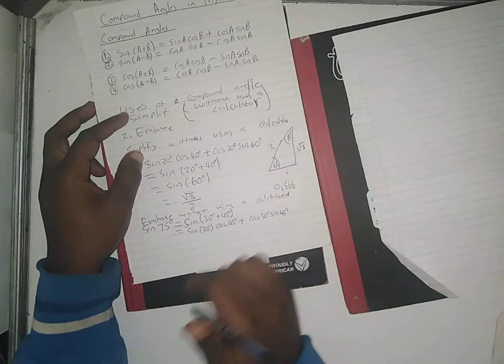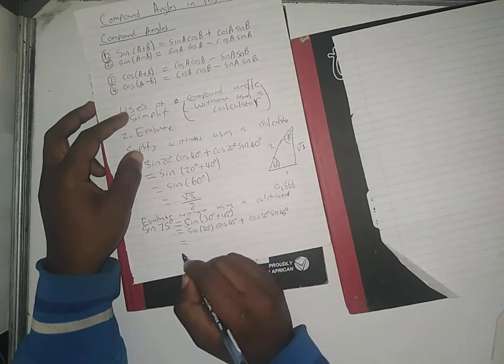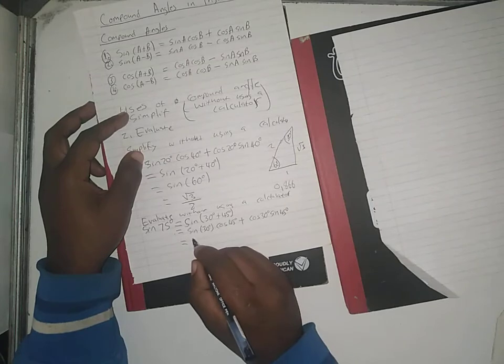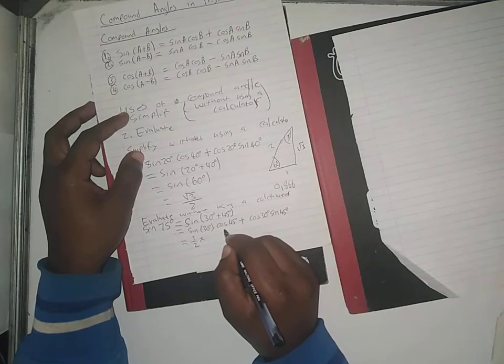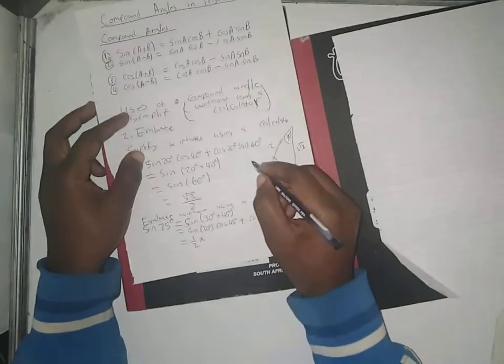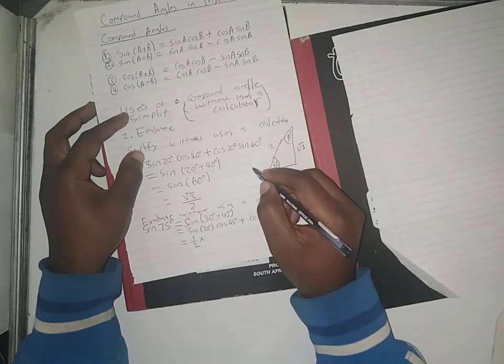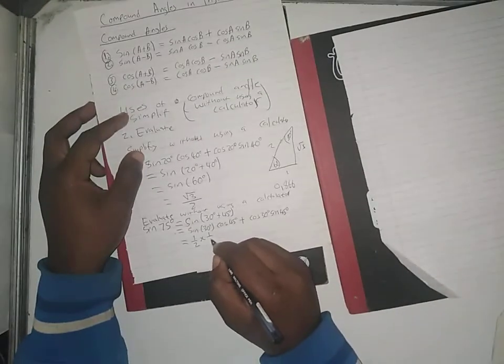All right, okay, so now you've got sine 30. Okay, what is sine 30? We all know that sine 30 is half, 1 over 2, and then multiply by, what is cos 45? You know cos 45 is 1 over root 2. We all know that, 1 over root 2.